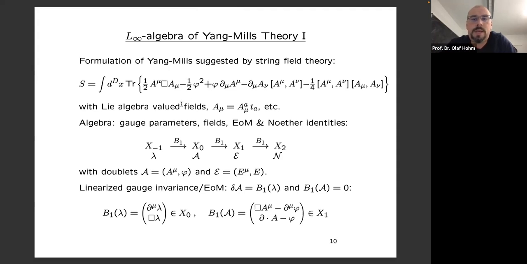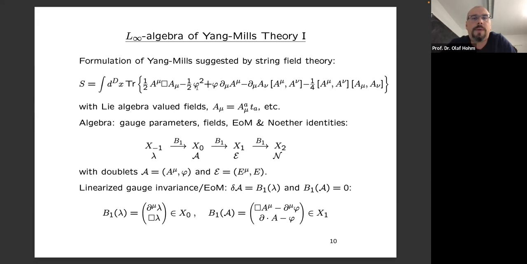Okay, so let's see how it works in an example, the example we care about, which is Yang-Mills theory. So I use a formulation of Yang-Mills theory that is written here, which in fact is suggested by string field theory, where you have an extra auxiliary scalar phi. So here I've written out the quadratic terms with 2 fields. Here the cubic terms, here the quartic terms. The bracket here now is just the color Lie algebra Lie bracket.